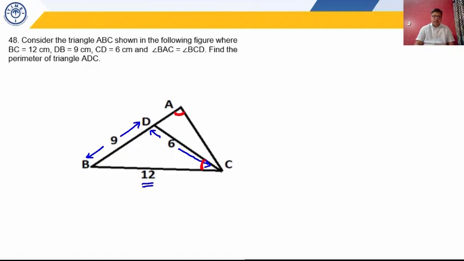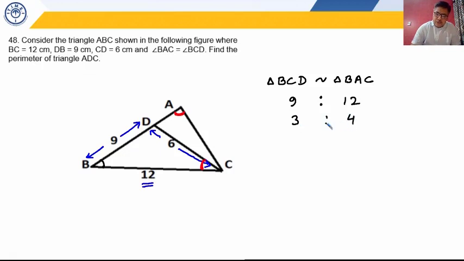Now in this question, it is not very difficult to see that triangle BCD is similar to triangle BAC. Why? Angle B is common and this angle is equal to this angle. So BCD is similar to BAC. What is the ratio of corresponding side? Side opposite to equal angle is called corresponding side. So side opposite to this angle is 9 and side opposite to this angle is 12. The ratio of corresponding side is 9:12. Can I say if the ratio of corresponding side is 9:12, means 3:4, the ratio of perimeter would be also 3:4?